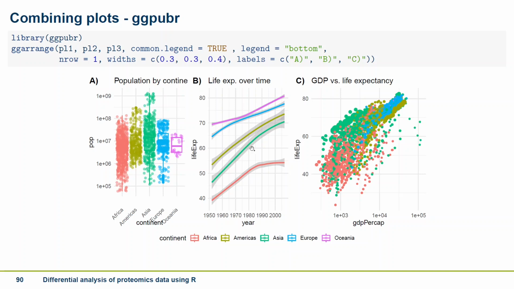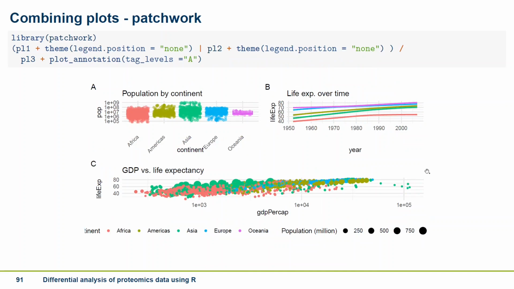Of course, this plot here is not perfect. You need a bit more space for the x-axis labels. The title is a bit cut off here and so on, but in principle it's really easy to use ggpubr to combine these plots in the end.